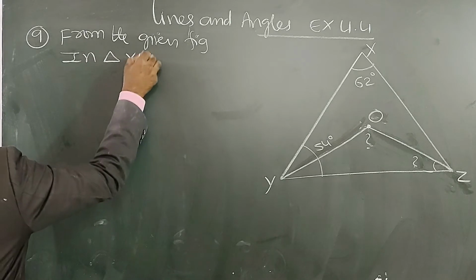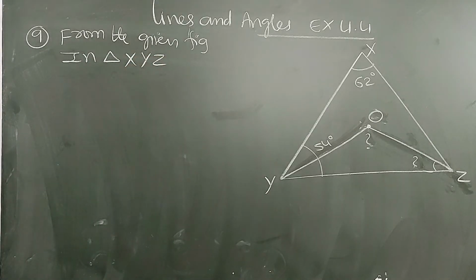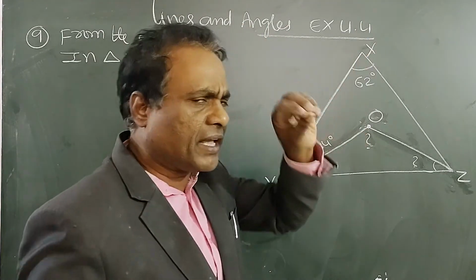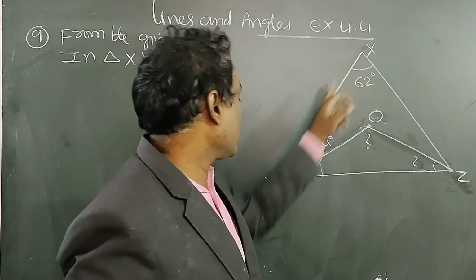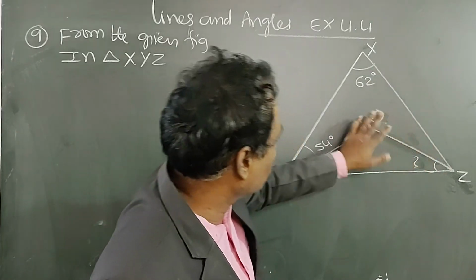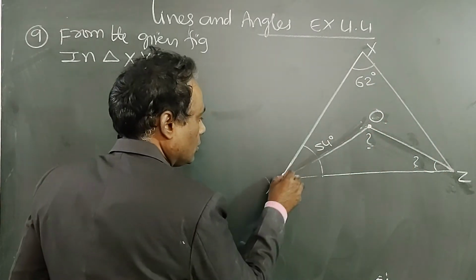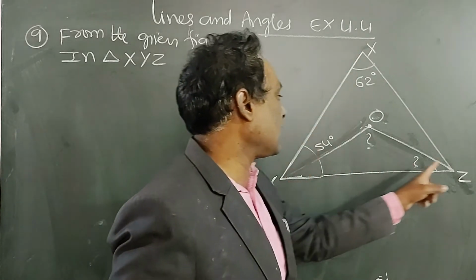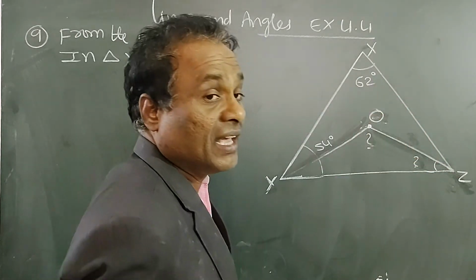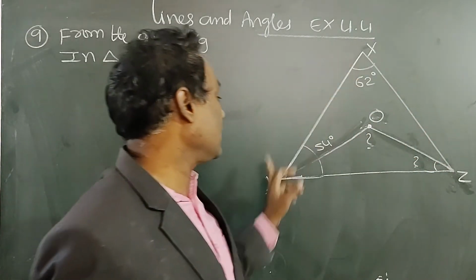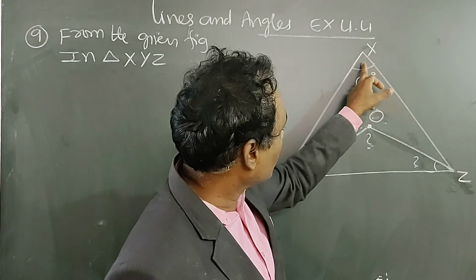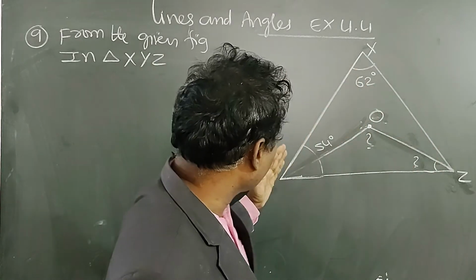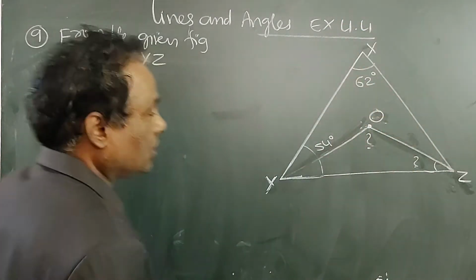In triangle XYZ, I am taking XYZ. Don't forget, when something is mentioned, you have to concentrate only on that. The remaining lines you should not see. So XYZ means don't see all these inside lines. Only XYZ triangle you see. Forget about all the remaining things. Tell the three angles of this complete triangle. What is the name of this triangle? Angle YXZ.